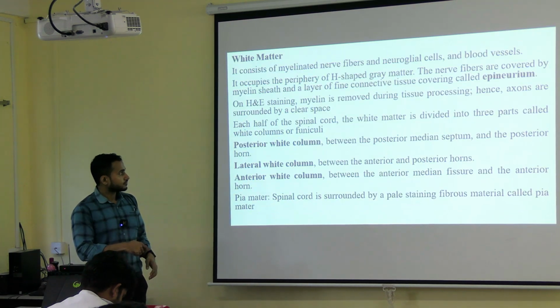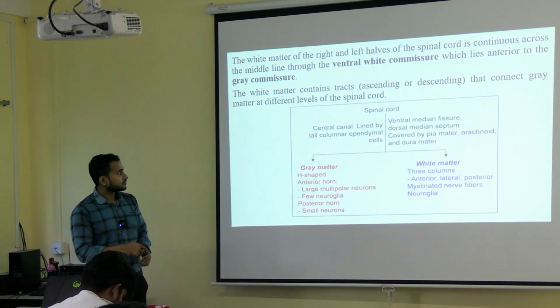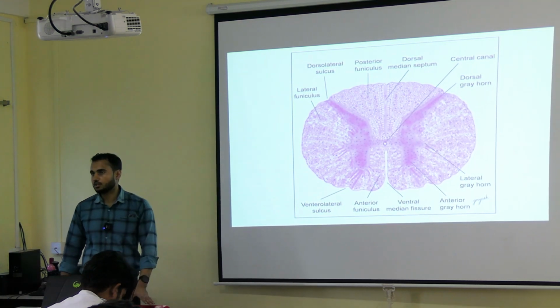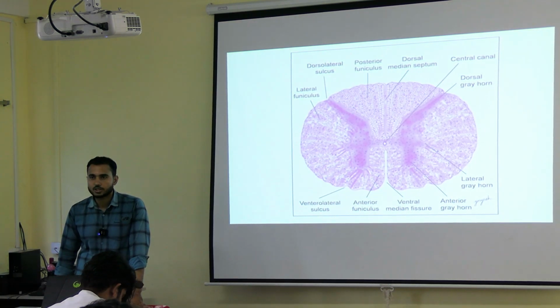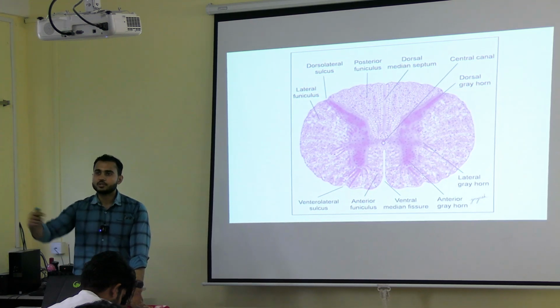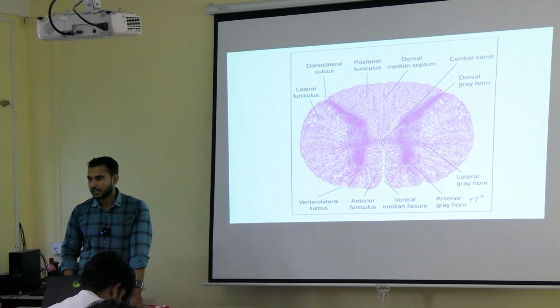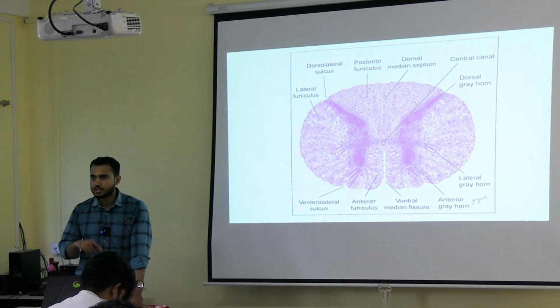Okay. Yes, this is the schematic diagram. This you have to draw in your practical notebook. Okay. So what is seen here? What can you see in this diagram? Can you see the central gray matter?